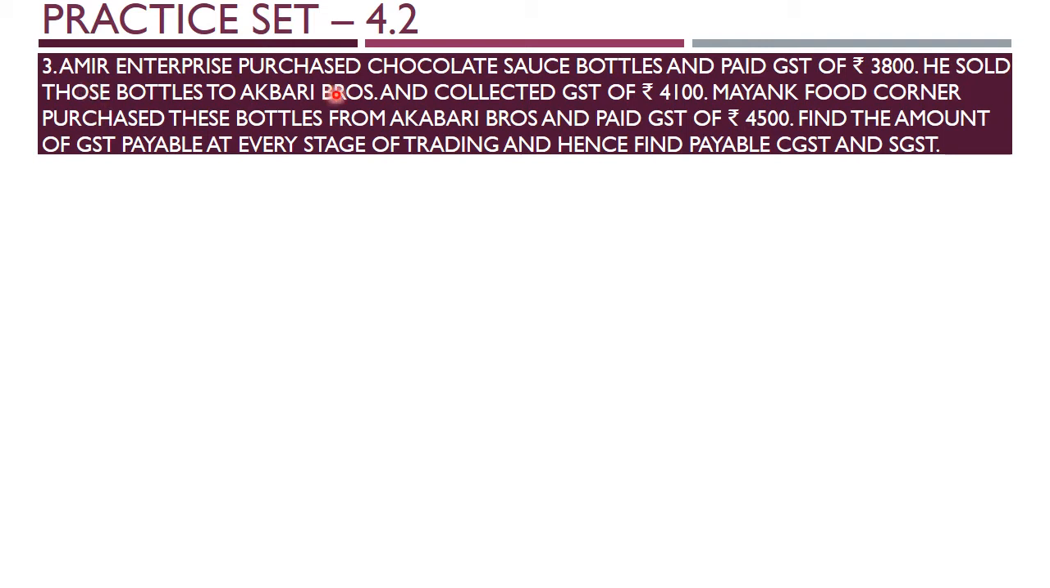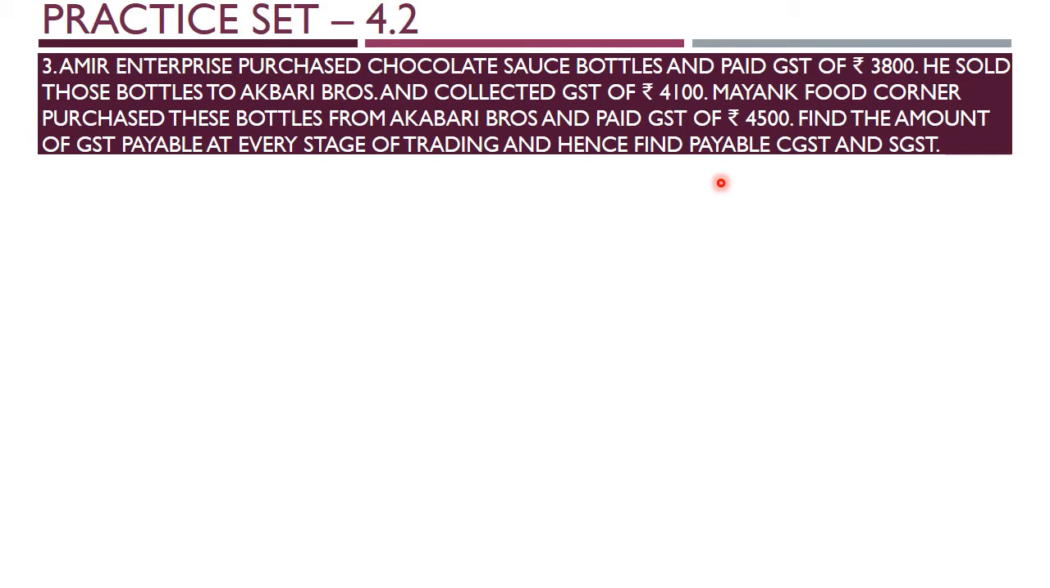Amir Enterprise purchased chocolate sauce bottles and paid GST of rupees 3,800. He sold those bottles to Akbari Bros and collected GST of rupees 4,100. Mayank Food Corner purchased these bottles from Akbari Bros and paid GST of 4,500. Now find the amount of GST payable at every stage of trading, and hence find the payable central GST and state GST. First we need to find the GST payable at the two stages of the trade, and then we need to find central GST and state GST also.